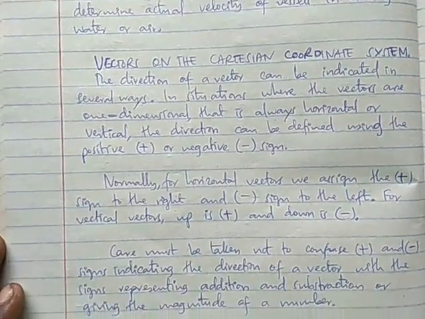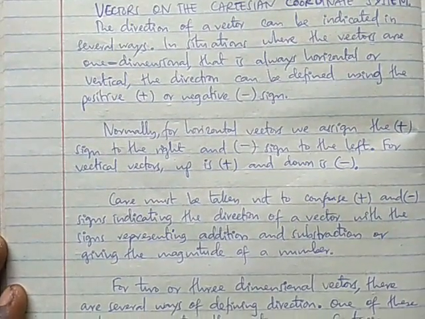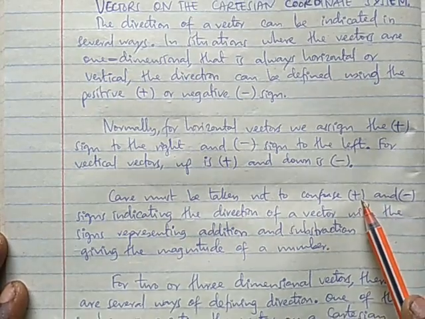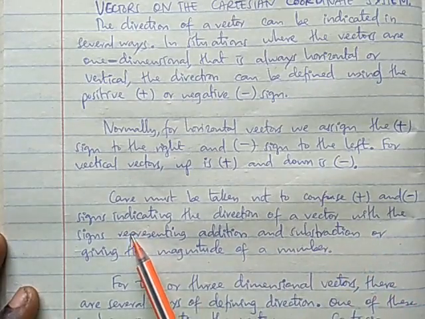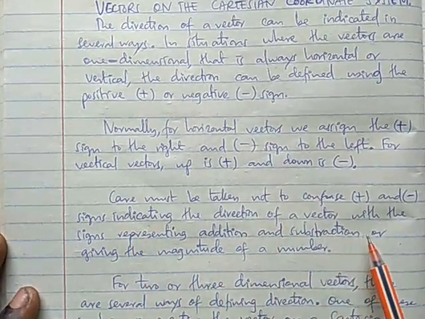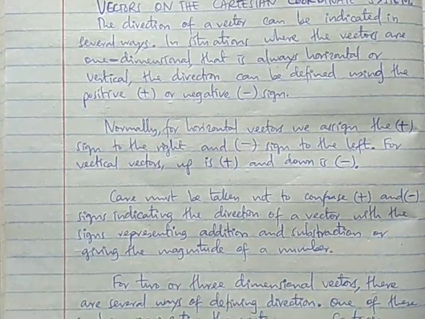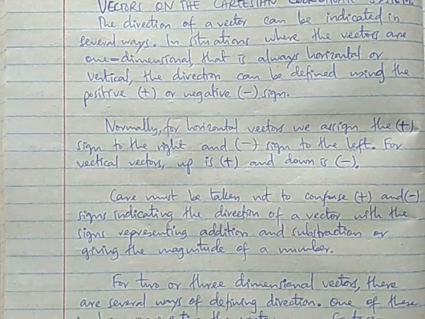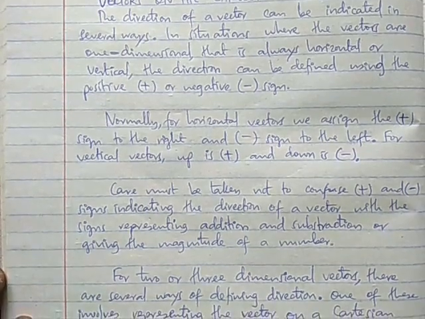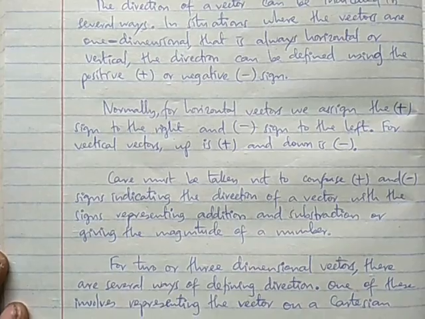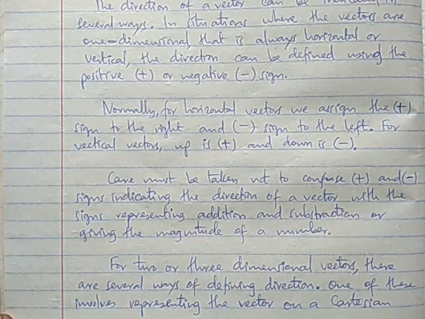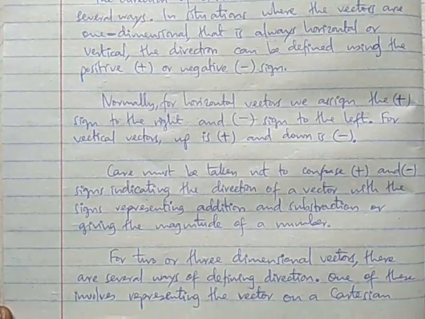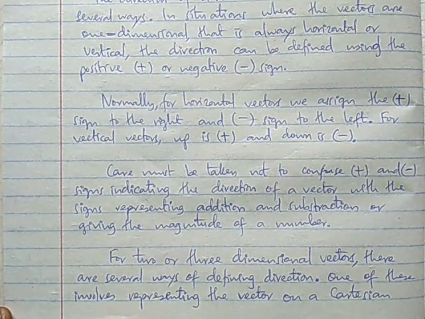So care must be taken not to confuse positive and negative sign indicating the direction of vector with the sign representing addition and subtraction or giving the magnitude of a number. Kwa hiyo tunapokuwa nasema positive na negative, hizi zinakuwa zinaonyesha direction. Positive kama ni horizontal ni kwenda kulia, negative kama ni horizontal ni kwenda kushoto, positive kama ni vertical ni kwenda juu, negative kama ni vertical ni kwenda chini.